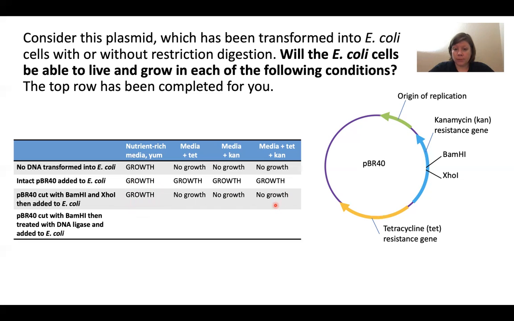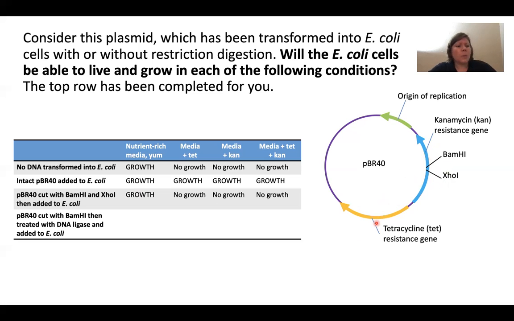The reason this happens is because by cutting with BamHI and XhoI, we're opening up the plasmid not to be circular, but to be linear. And bacterial cells don't know what to do with linear DNA. It's likely degraded and broken down. So even though it's only the kanamycin gene that's been cut by these restriction enzymes, the entire plasmid is no longer functional. So the cells still don't have any tetracycline resistance.